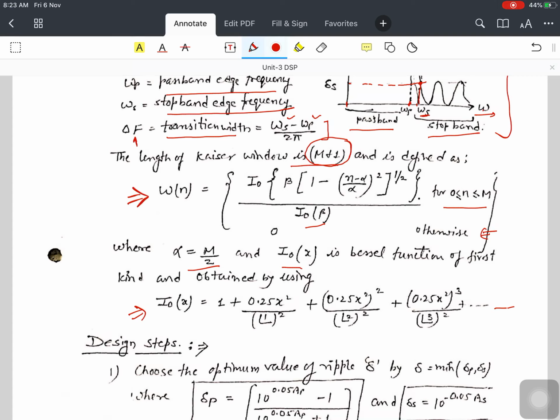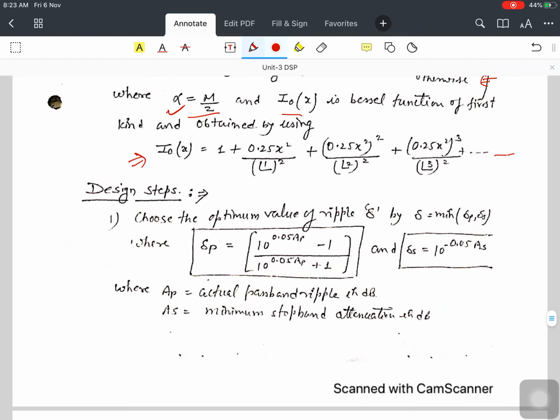Now if I talk about this window function, you are required to calculate beta also, because there are unknown parameters. Alpha we know how to calculate, and the Bessel function value we know how to calculate. Now, what are the design steps for designing this digital filter, or FIR design, using this Kaiser window? Firstly, you have to choose the optimum value of del, that is, the minimum value of del P and del S.